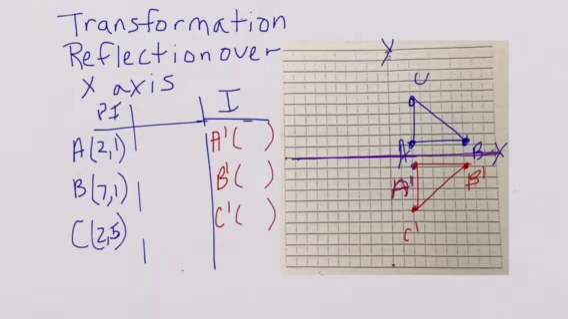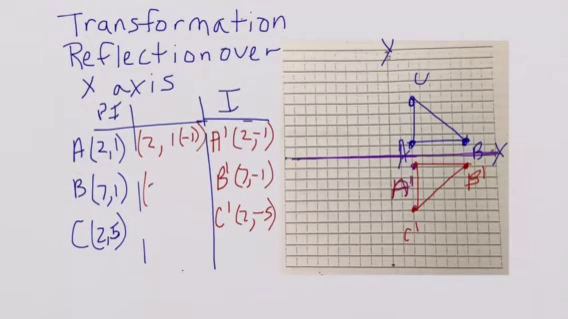Now, how does that work? Well, if we look at our ordered pairs, our A prime is at 2, -1. So 2, -1. And our B prime is at 7, -1. And our C prime is at 2, -5. And what you can see here is the pattern that the y was simply multiplied by -1. So our x coordinate stays the same, and we're going to take our y coordinate and multiply it times -1.